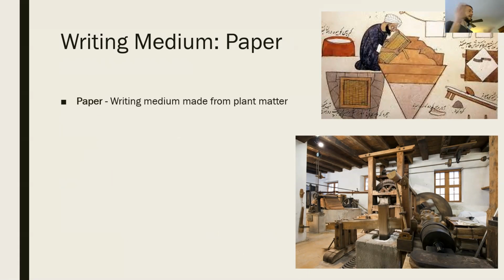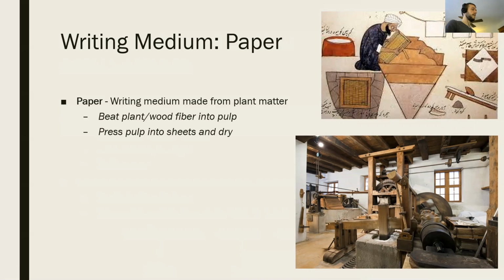Paper, as we talked about, is a writing material made from plant matter. Usually this is a kind of wood fiber, which is produced by beating it into a pulp once it's mixed with water. Then that pulp is pressed into a thin sheet and dried. That makes a very thin and lightweight material, but relatively durable, that can be written on.